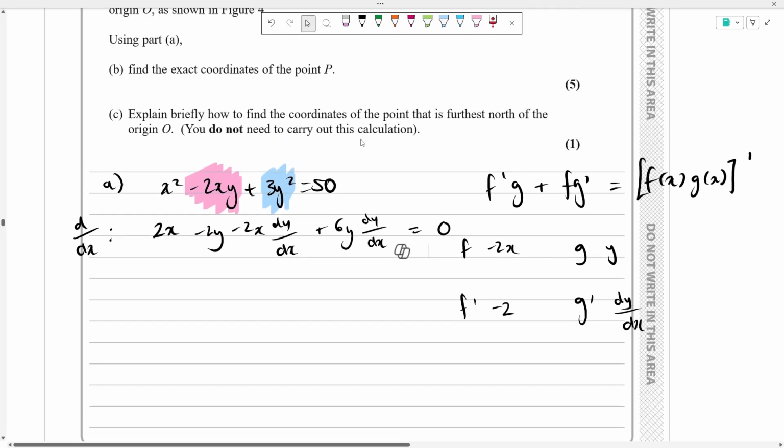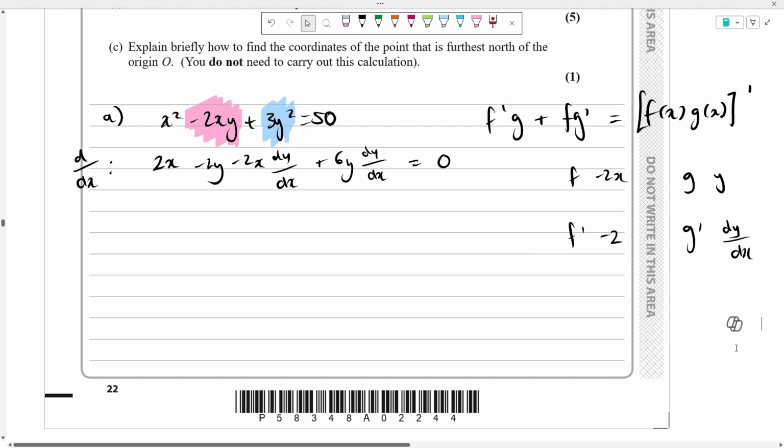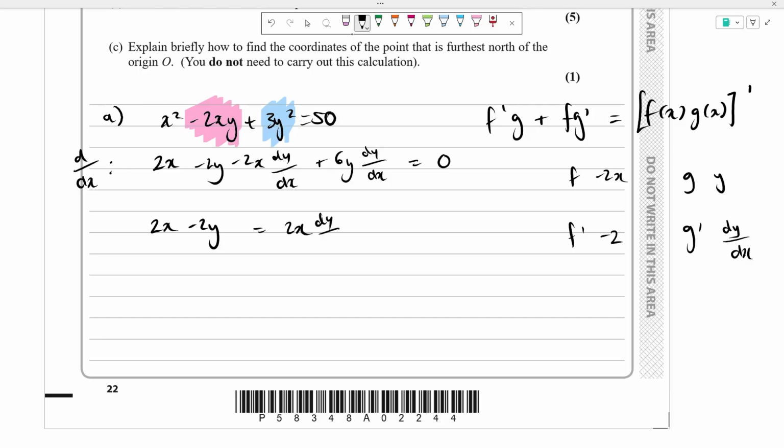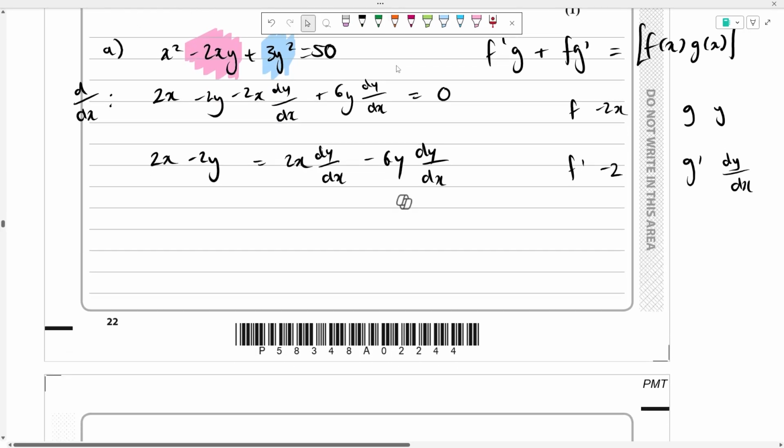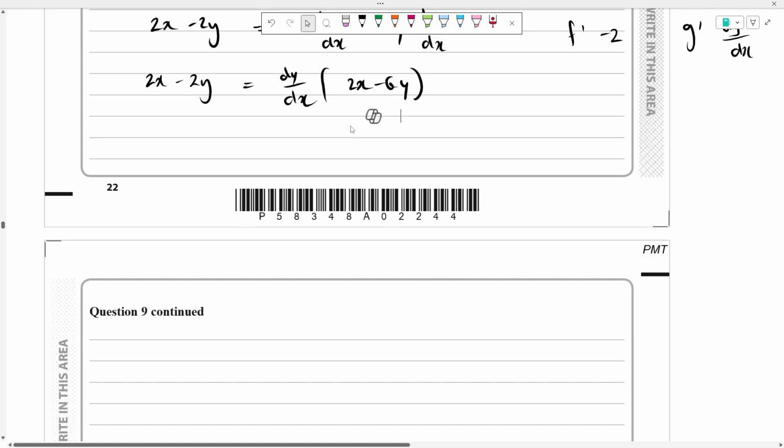Now, because we're trying to find dy by dx, I'm going to move all the dy by dx terms on the other side of the equation. Actually, let's divide by 2 afterwards. 2x minus 2y is equal to 2x dy by dx minus 6y dy by dx. So I moved all the dy by dx terms to the other side. I'm going to factorize out, so I end up with dy by dx brackets 2x minus 6y. And then I'm going to divide through by this.